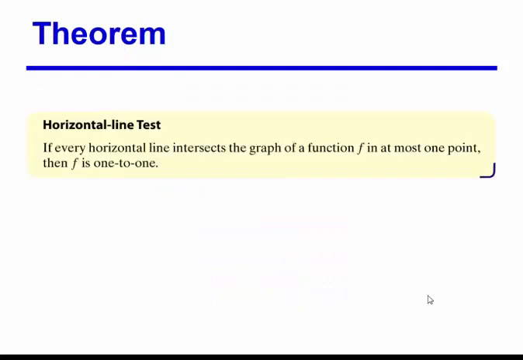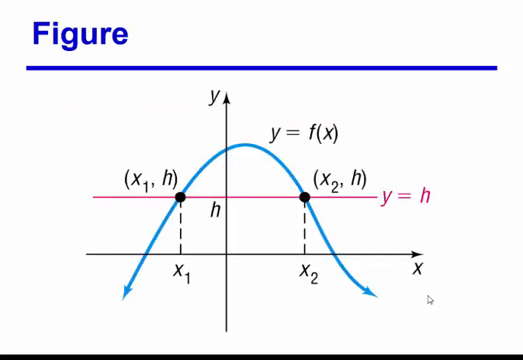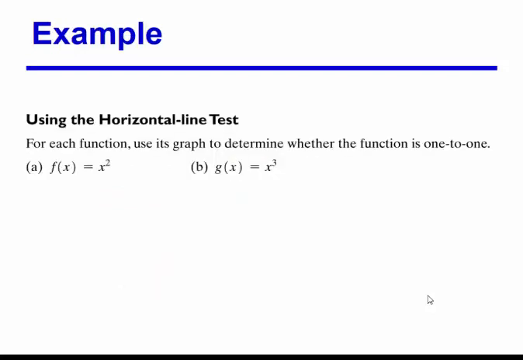The next thing is the horizontal line test. If every horizontal line intersects the graph of a function f in at most one point, then f is one-to-one. So you can see here clearly that this is not a one-to-one function. x1 and x2 are not equal to each other. However, f of x1 is equal to f of x2, which is h.